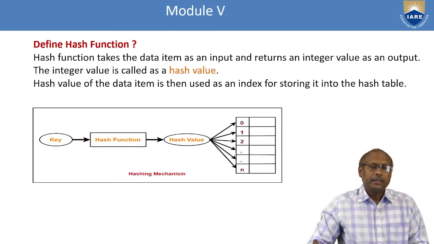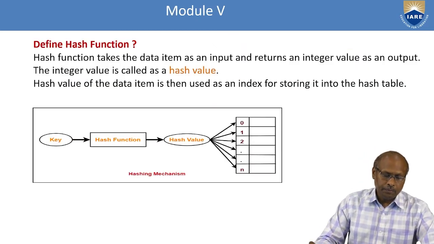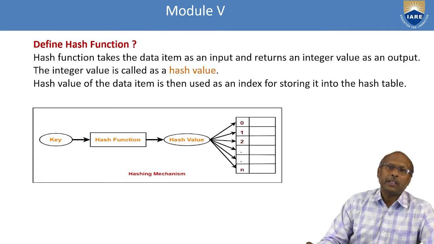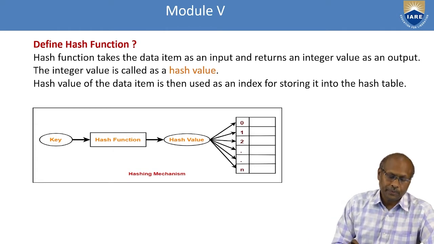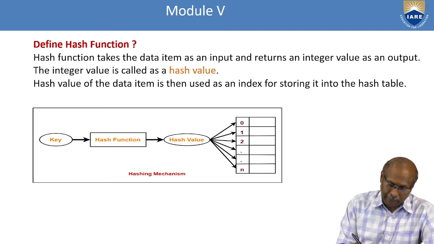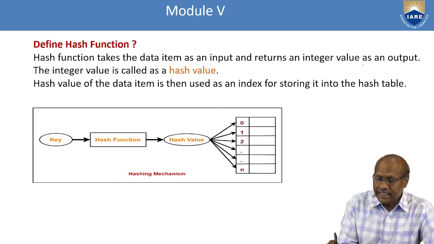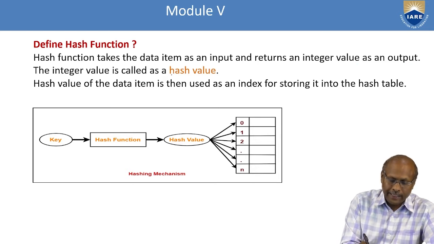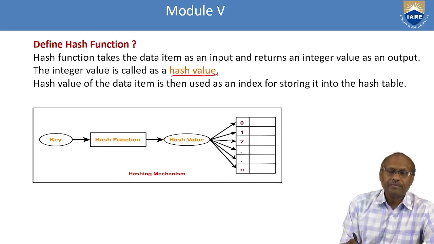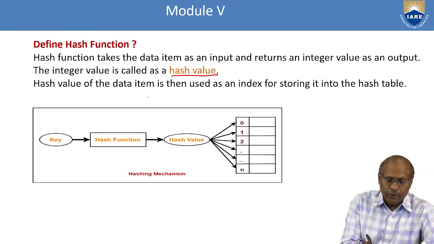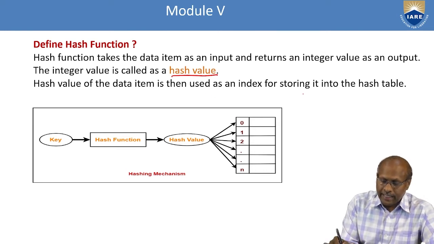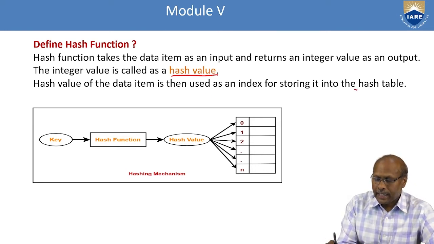Next, they may ask another question. Define a hash function. Hash function means what? A hash function is a special function which takes data as an input and returns an integer value as an output. That integer value is called hash value. A hash value of the data item is then used as index for storing it in a hash table.